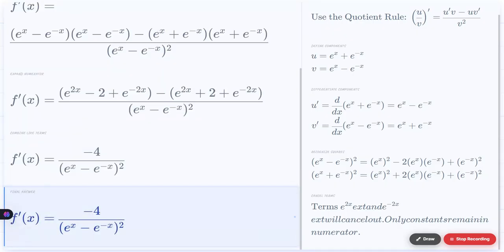We write down the final answer for f prime of x equals -4 divided by e to the power of x minus e to the power of negative x, squared. We do this to show the result of our work. This is the finished math problem.